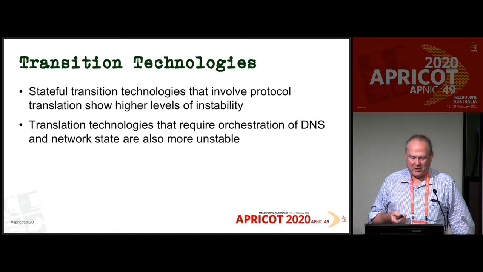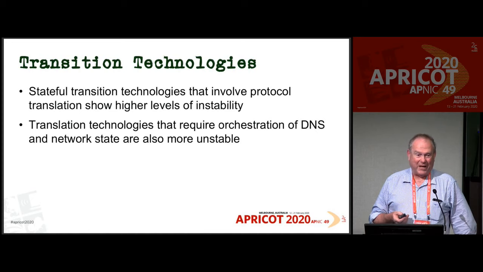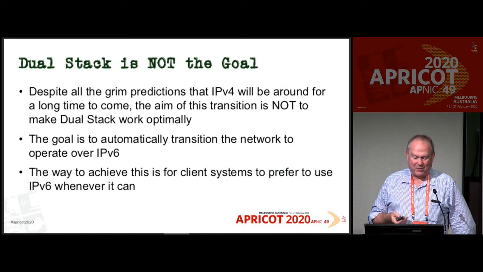Anything that orchestrates the DNS and the network state together, like DNS64, I would actually label as the bad idea fairy from hell back again. Do not do this, it's crap. Lies in the DNS are always bad, even if for the best of motives. So that kind of work, don't go there, it's just nonsense.